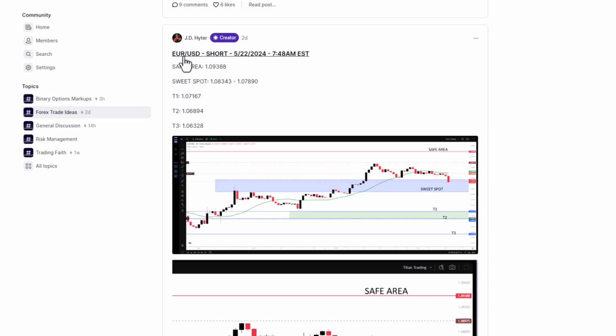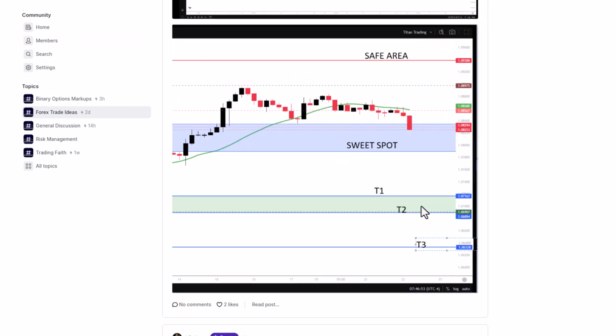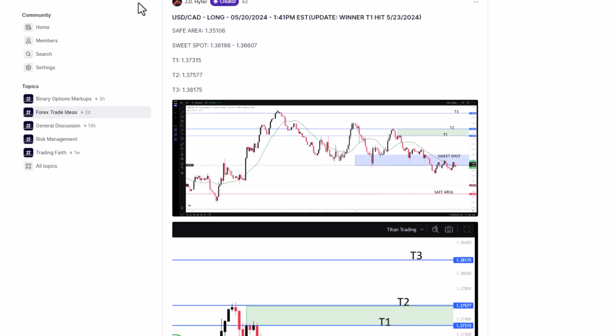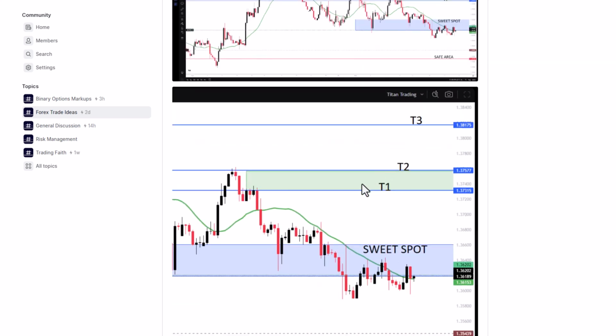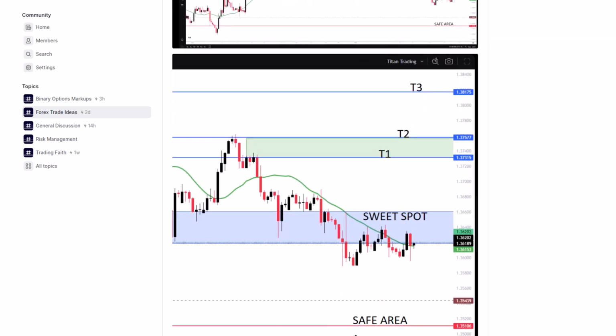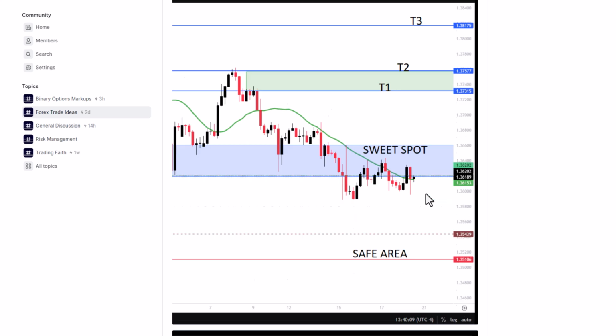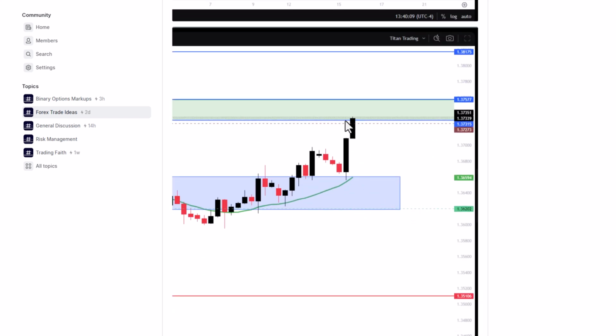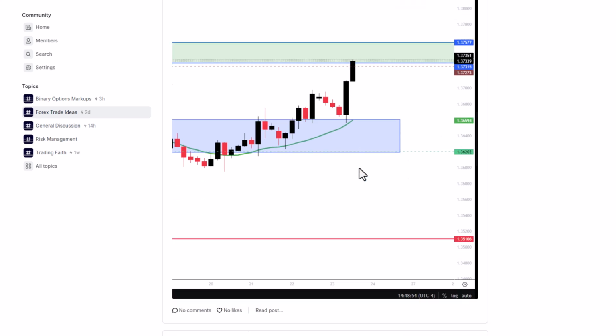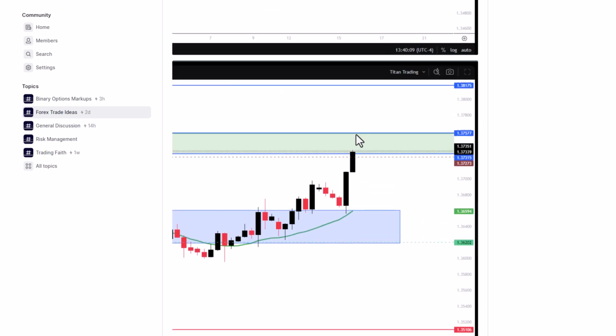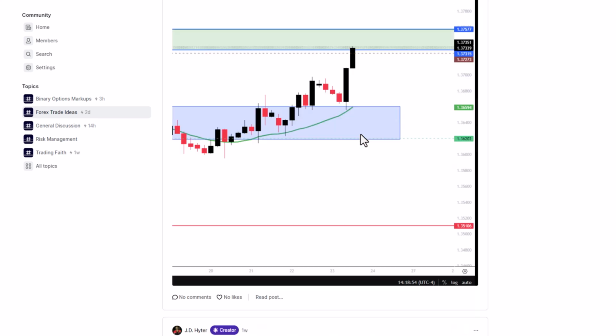So this euro dollar trade, we're currently in it and we're up. So we had a dollar CAD long back on the 20th of this month. And we hit target one. So I want to show you the setup. Here was the sweet spot. Here's the safe area. Here's your targets. And boom, ran up to target one. I think this one hit target two also. I should have updated that one again, but I'm almost certain this one made it to target two also.